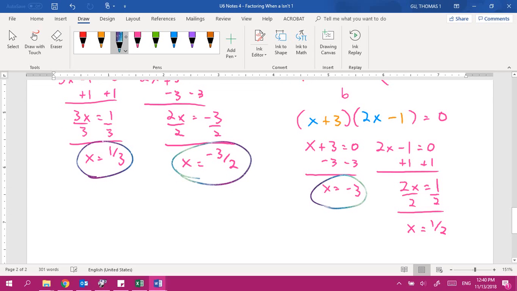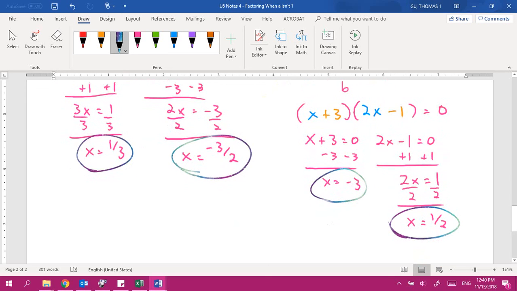Very good. And that's it. That's factoring. You're solving for x, and that's exactly it. So that's going to be the end of these notes and the end of this unit.